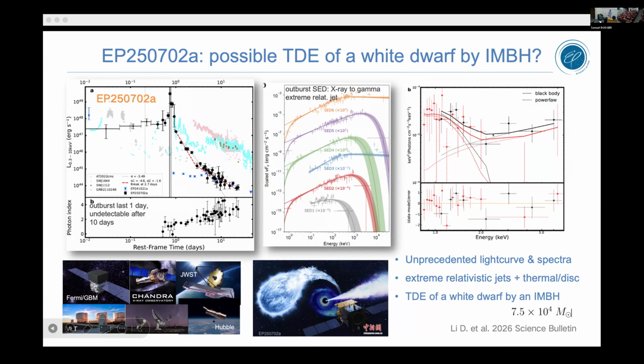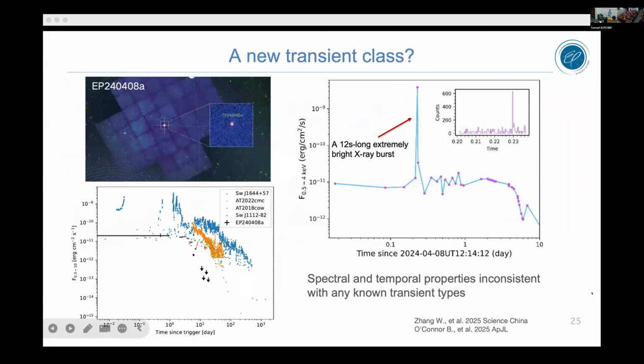At later time, you can see there are two components of the spectrum: one is a black body, one is a power law. So they think at later time the energy is mainly from a thermal disk, and at the early phase it's powered by relativistic jets. So they think it's a TDE of a white dwarf, and the mass they estimate is here. It's 10^4 solar masses, so 7 times that.